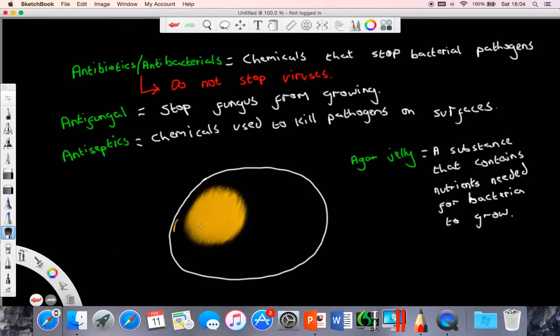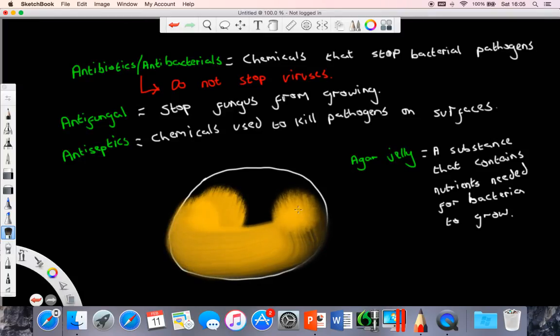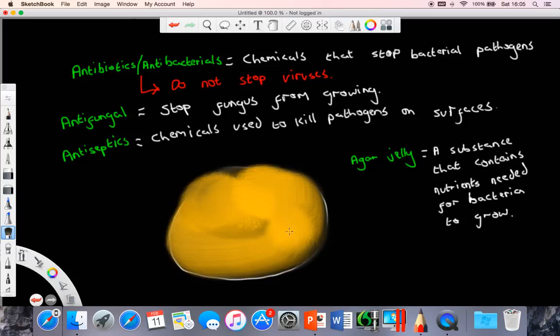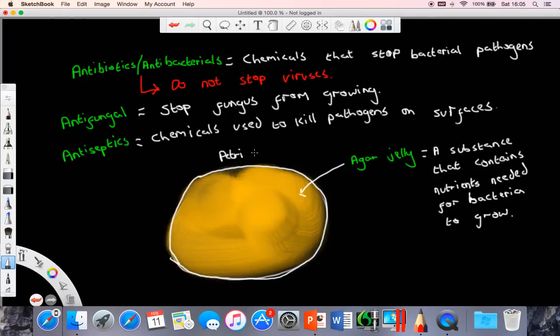So if we've got some agar jelly on a Petri dish, like so, okay, and we put some bacteria on there, the bacteria will have everything it needs to grow. Okay, the bacteria will grow perfectly. So this agar contains all of the nutrients the bacteria need to grow. Okay, so that would be our agar jelly. This would be our Petri dish.